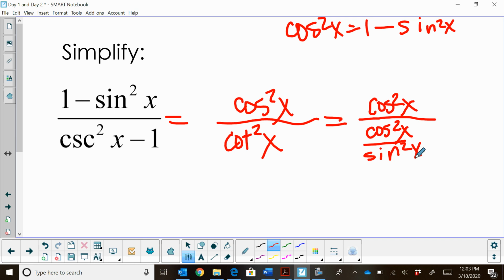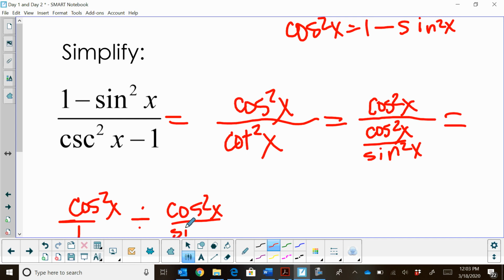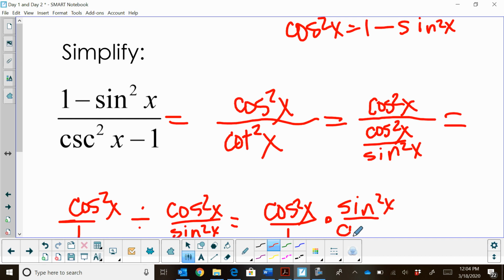Now I end up with this complex fraction. So what do we do with complex fractions? We keep the first one, that's cosine squared x all over 1, and we're dividing it by the second one, cosine squared x over sine squared x. Now, if you remember the keep, change, flip rules, right? We're multiplying by sine squared over cosine squared, so that's going to be cosine squared x all over 1 times sine squared x all over cosine squared x.